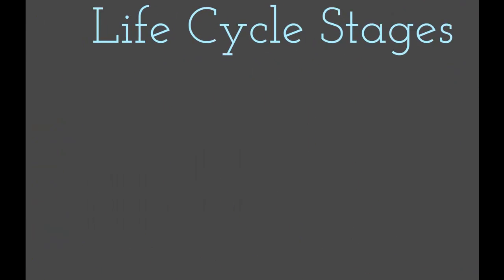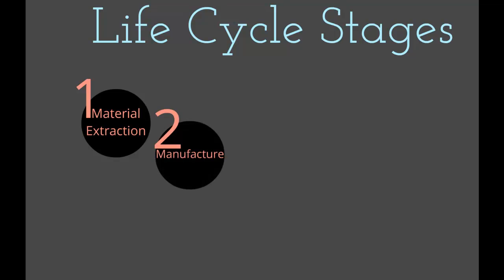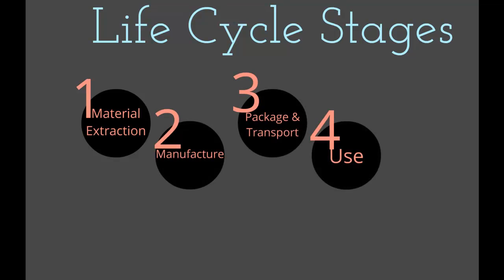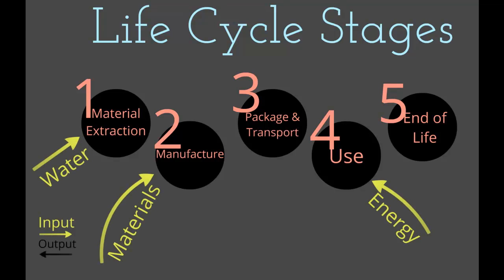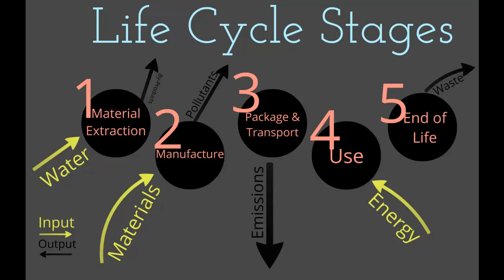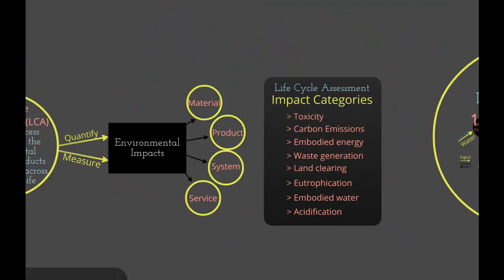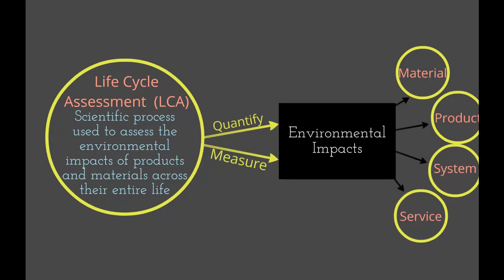Essentially, everything that is created goes through several key life cycle stages: the extraction of raw materials, manufacturing, transportation and packaging, use, and end of life. Each of these life cycle stages has a variety of inputs, such as material, energy, and water, and outputs, such as waste, emissions, pollutants, and byproducts. Life cycle assessment breaks down all the parts and processes that go into a material or a product to then be able to assess in detail where environmental impacts occur across the entire life of a product.